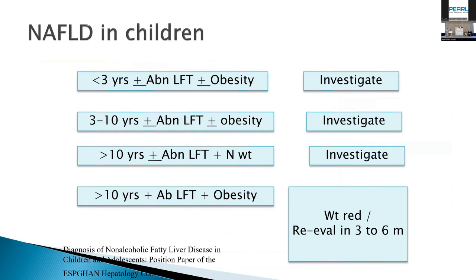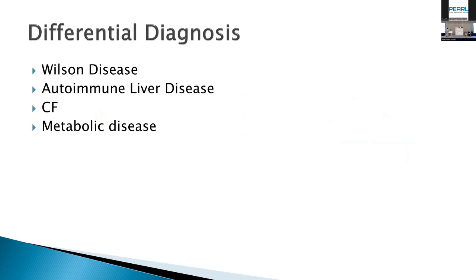Only children who are more than 10 years, obese, we can put them on a weight reduction program for 6 months, re-evaluate them, and then go for a biopsy. Because these are a few of the conditions which can cause fatty liver in children: Wilson disease, autoimmune liver disease, cystic fibrosis. So a lean child with fatty liver, you should be worried, and these children have to be referred. Obese children with fatty liver, you can put on diet, wait for some time, and then re-evaluate them.